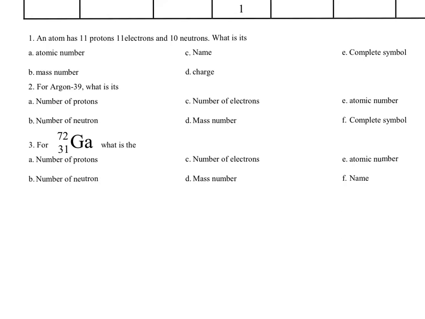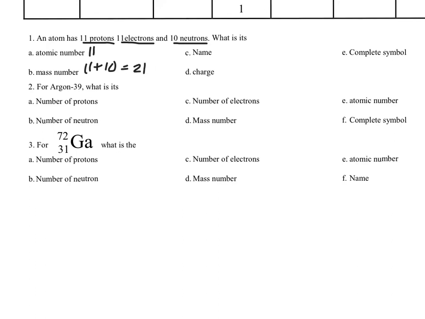It's not in a table anymore. So if you look at number 1, it says this object has 11 protons, 11 electrons, and 10 neutrons. First of all, what would its atomic number be? Well, if it has 11 protons, that means its atomic number is 11. What would its mass number be? Well, protons plus neutrons gives you the mass number. So there's 11 protons plus 10 neutrons for a total of 21 for the mass number.